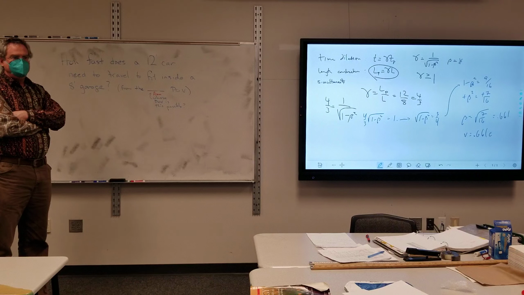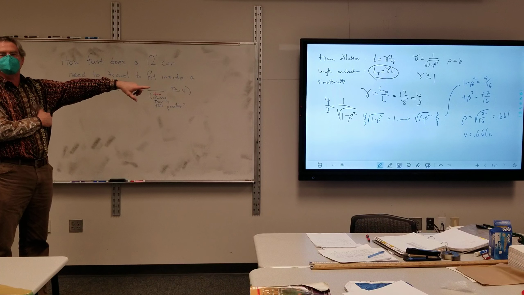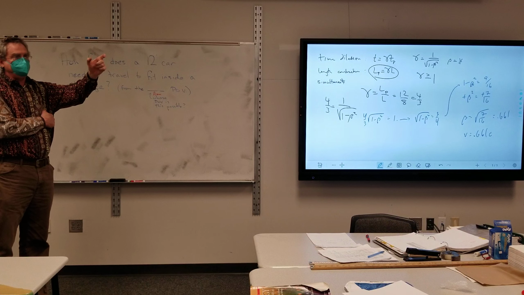The garage's. Right. Because from the garage's point of view, the car is traveling at 0.661 times the speed of light, and so the car will appear smaller. Well, not appear, the car will be smaller.